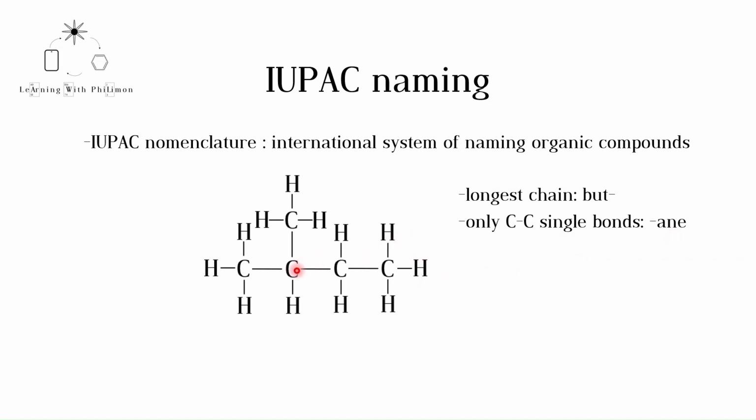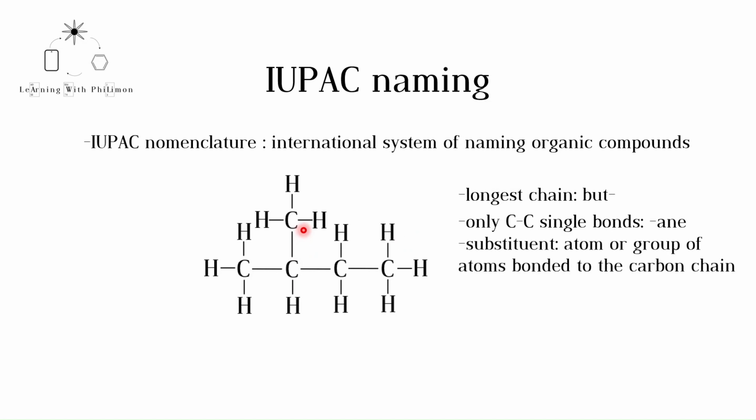This carbon is also bonded to a CH3 group. An atom, or a group of atoms bonded to the carbon chain, replacing a hydrogen atom, is called a substituent. In this case, the substituent is an alkyl group. Note that the CH3 group is like methane, CH4, but with one hydrogen less. The name changes from methane to methyl. The position of the methyl group is indicated by a number.